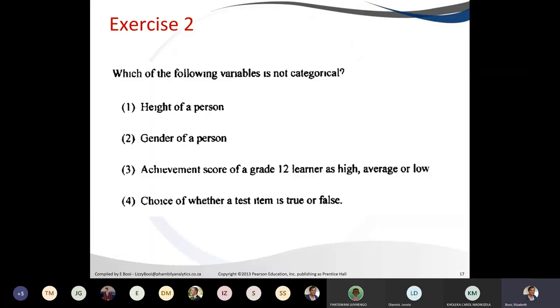Okay, so let's go through each statement. The first statement, is this categorical or numerical? Numerical. It's numerical because the height, you can only measure it. So this will be numerical data. And the second one? That's categorical. We will get back to our question just now. This is categorical.